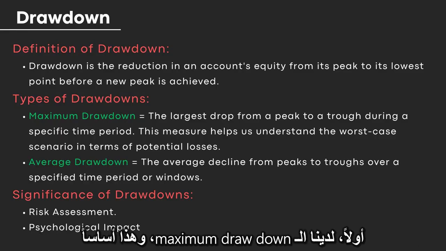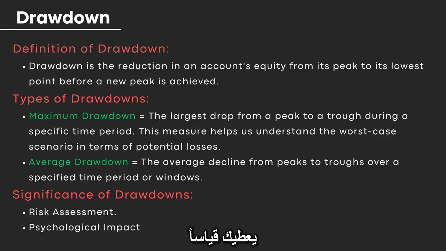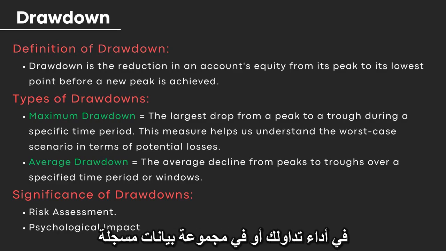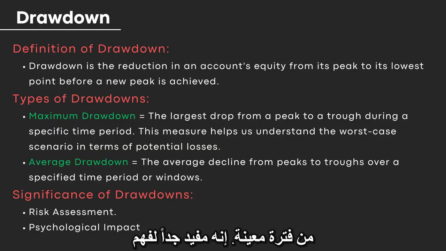There are a couple of different types of drawdowns we need to pay attention to. First up is the maximum drawdown. This gives you a measurement of the biggest drop you've ever had in your trading performance, from a peak to a trough over a certain period. It's super useful for understanding the worst case scenario for how much you could potentially lose during a rough patch.